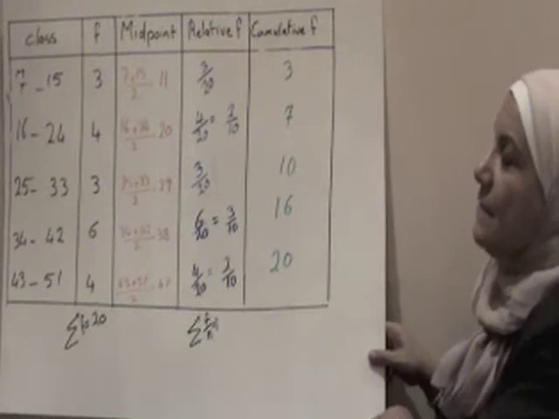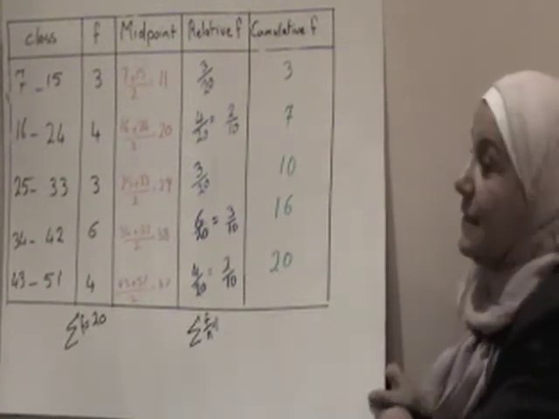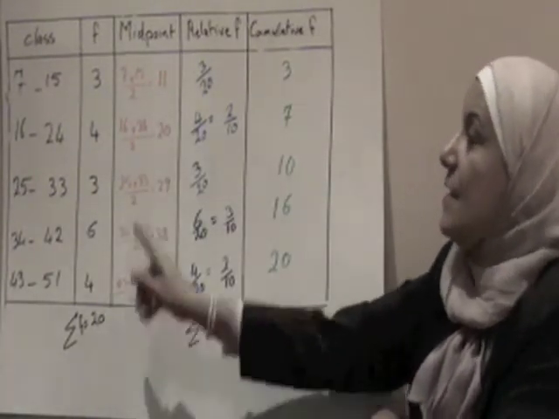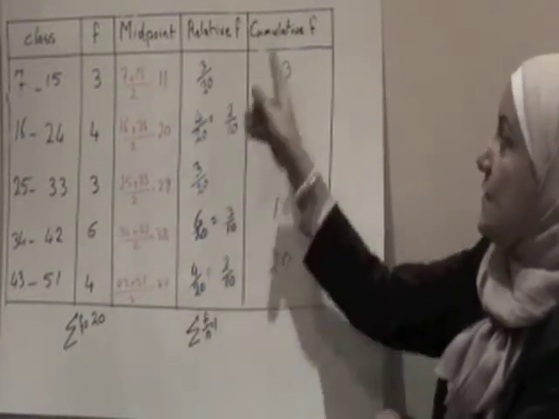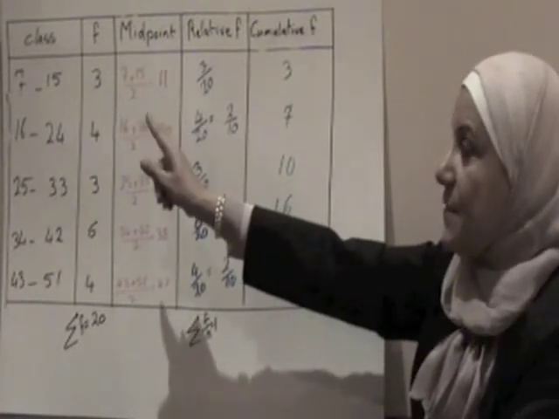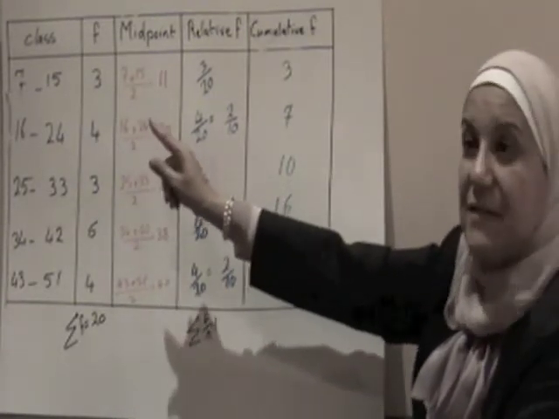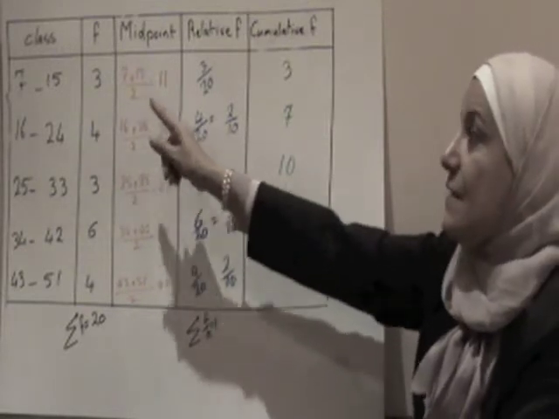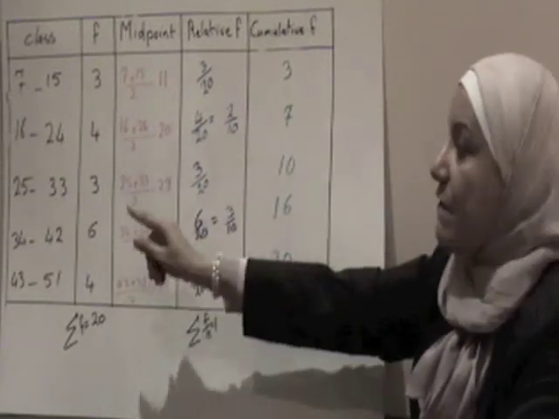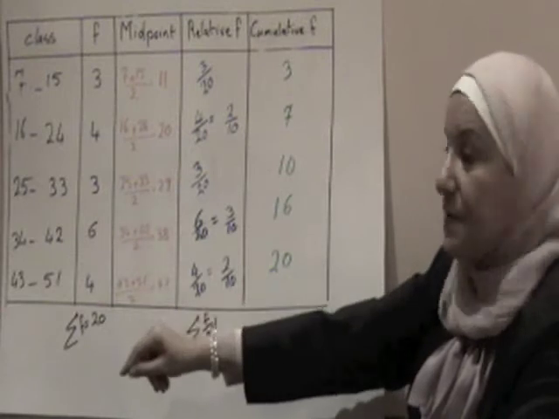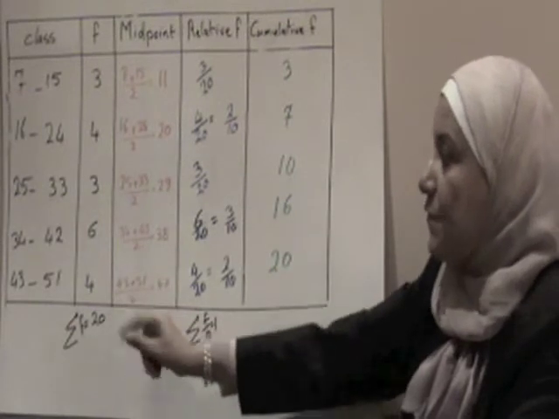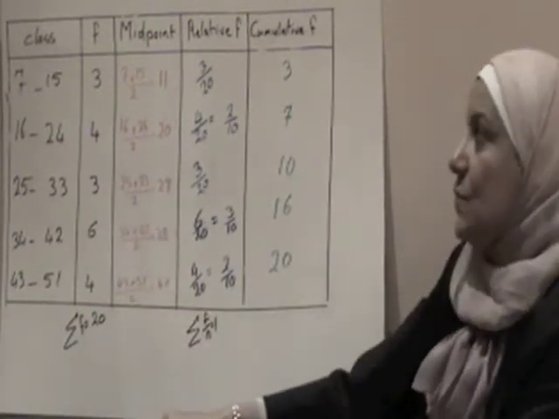Now let's see the table that we have constructed. It has 5 classes and 20 entries, midpoint, relative frequency, cumulative frequency. The classes go from 7 to 15. How many users use the internet between 7 and 15 minutes? 3 users. From 16 to 24, 4 users. From 25 to 33, 3 users. From 34 to 42, 6. From 43 to 51, 4 users. The total is 20 users.